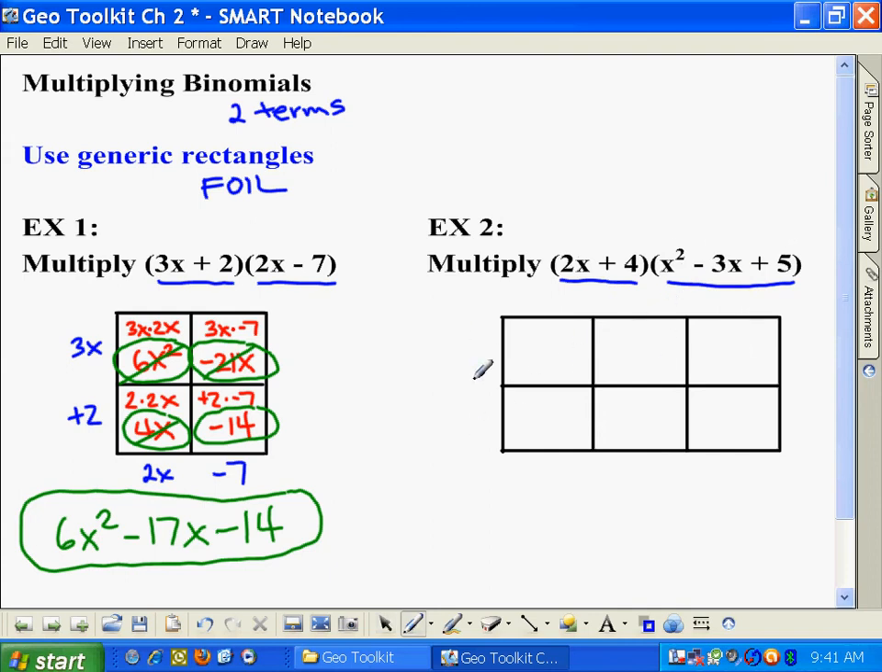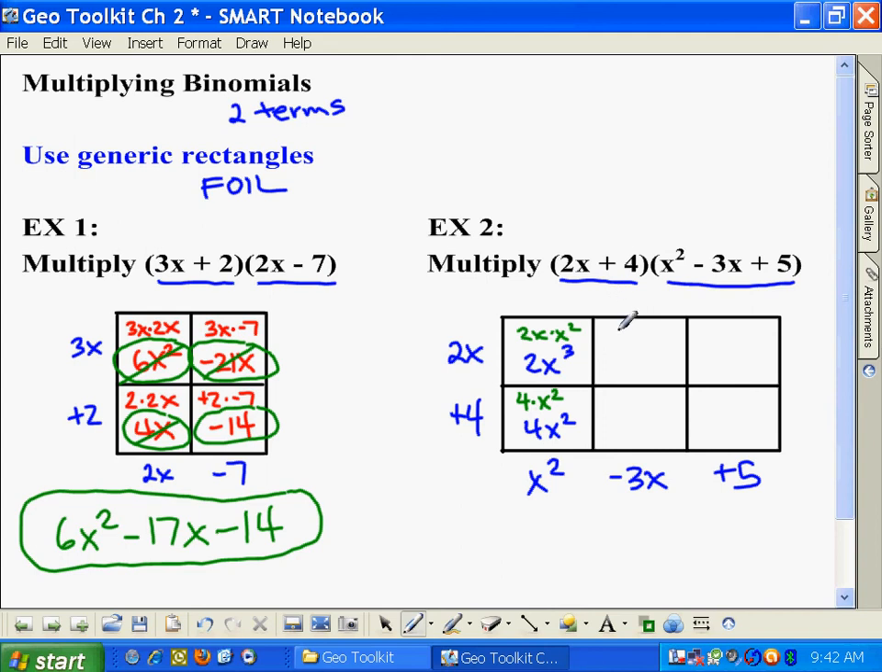So let's write the binomial along the left here, so that would be 2x plus 4. And along the bottom, the trinomial would be x squared minus 3x and a plus 5. So we're going to go ahead now and multiply together like we were before. So this first square up here would be 2x times x squared. And so that would be 2x to the third power. Alright, next we would have 4 times x squared. That's this box right here. And 4 times x squared would be 4x squared.